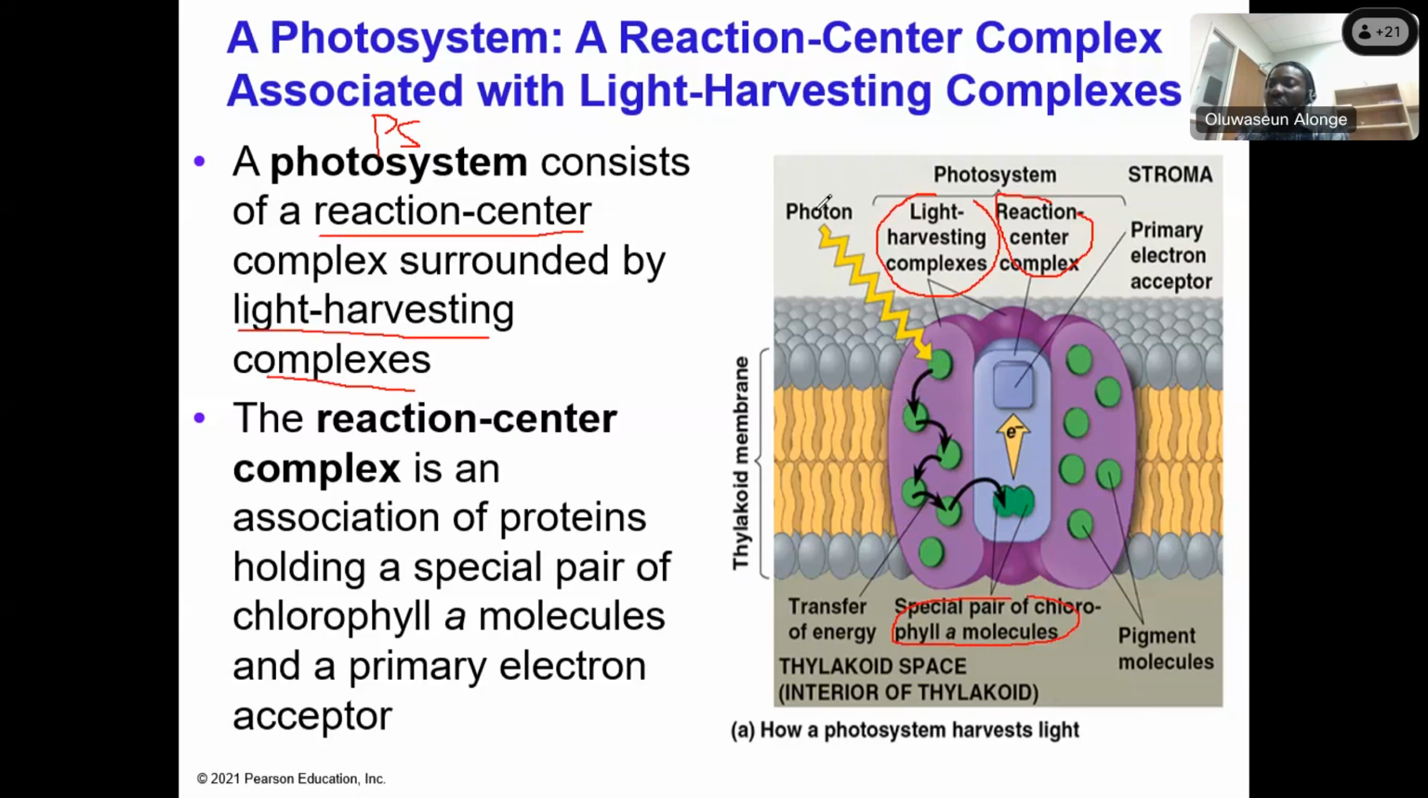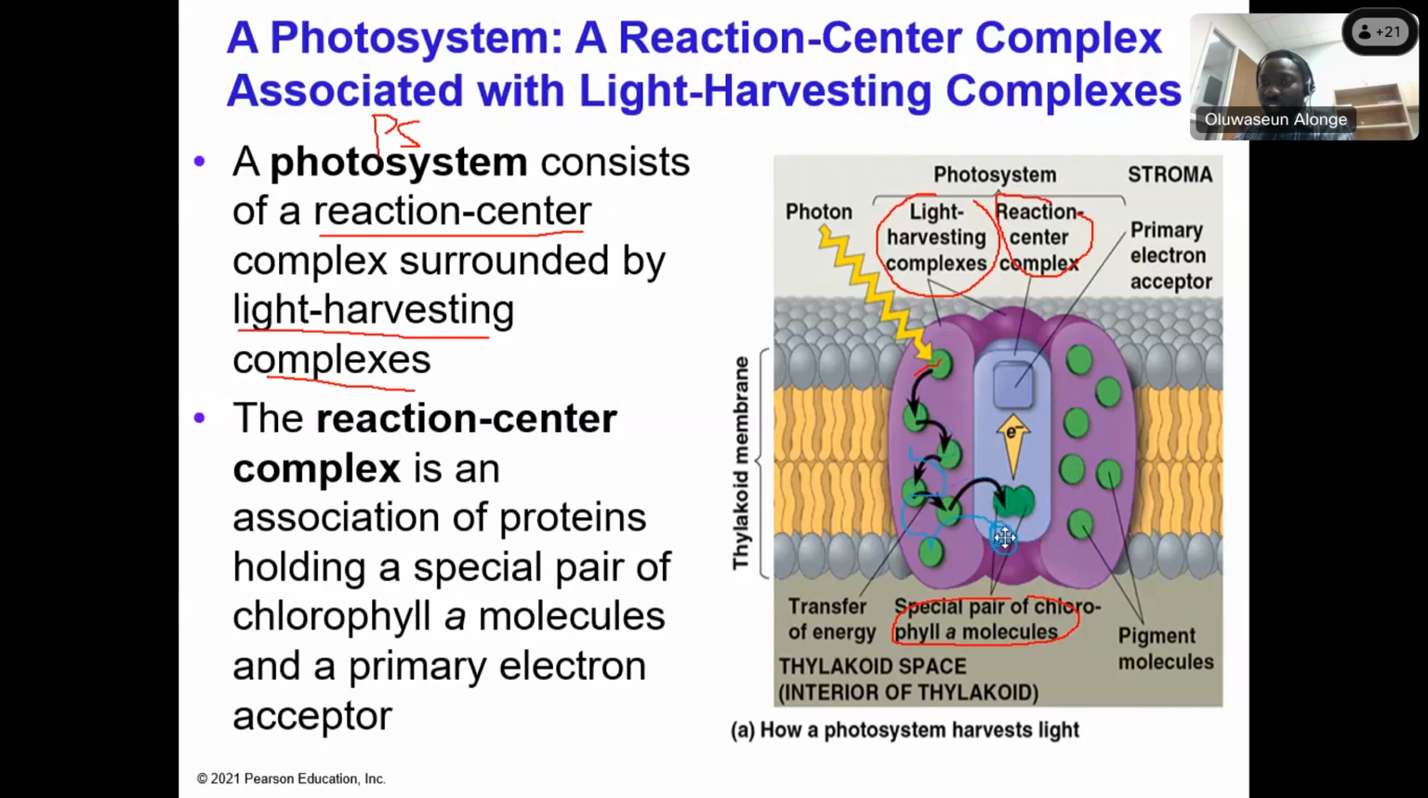So let me show you what happens now. When sunlight comes here, it's going to fall on this antenna complex, or light harvesting complex. Then this will propagate the light that hits this area. It will send it to this one, send it to this, send it to this. What is the intention? To bring it to the reaction center. When it gets to the reaction center, that is where we have chlorophyll A. We don't have chlorophyll A in all of these antenna complexes. We have chlorophyll A in the reaction center.